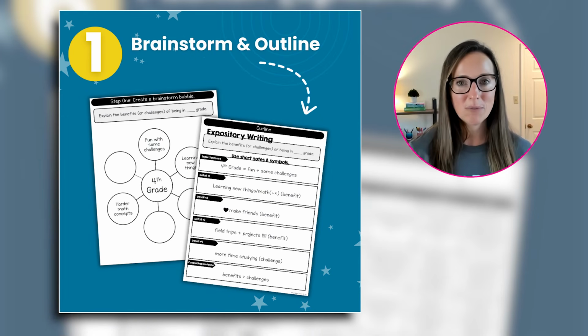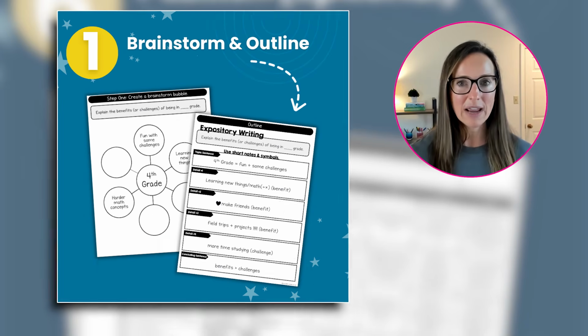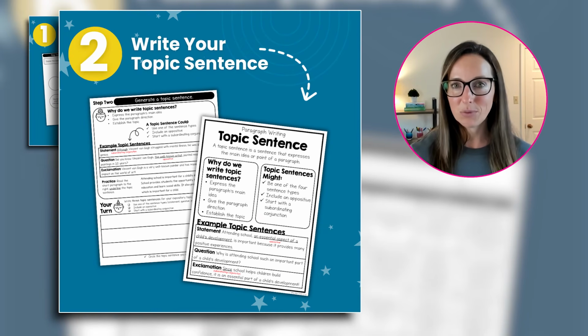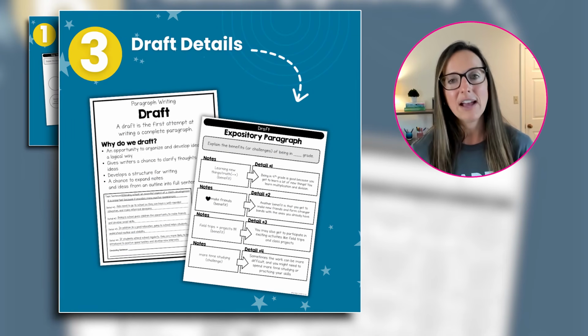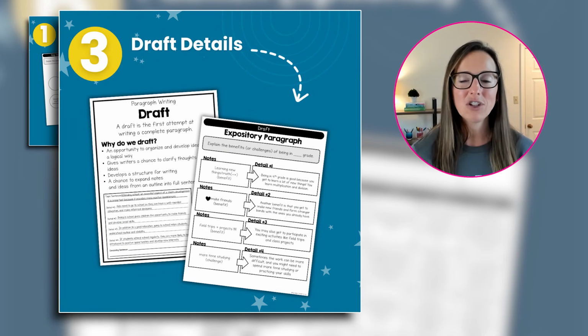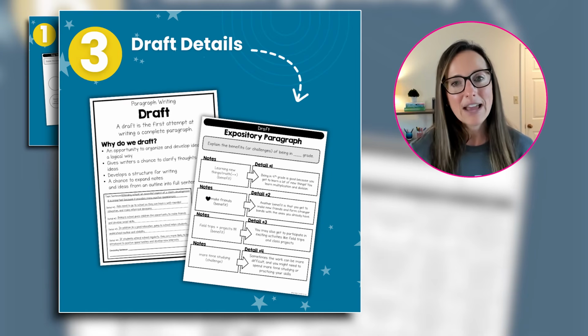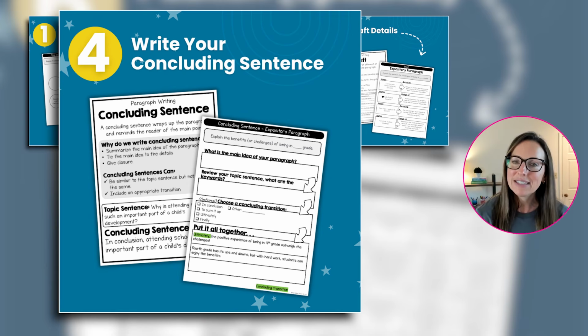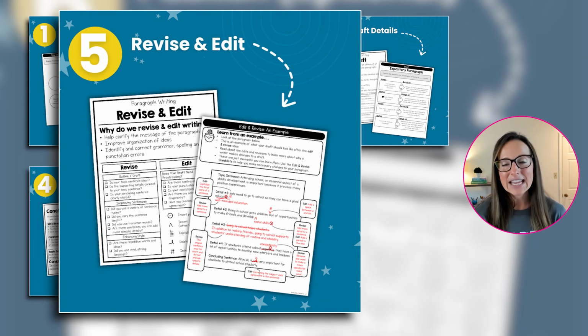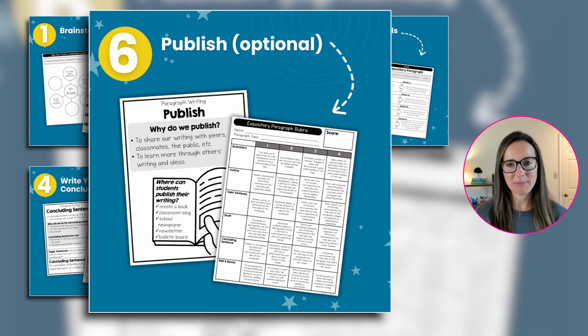So let's review the 6 steps to paragraph writing. First, we're going to have students brainstorm and outline. Then we're going to have them write their topic sentence using 3 different sentence structures. Then we're going to have them draft their details by revisiting their notes and turning every single note into at least 1 sentence. Then we're going to have students write their concluding sentence. We're going to have students revise and edit, and we're only going to teach them 1 strategy at a time. And then if time allows, you can have students publish their writing.